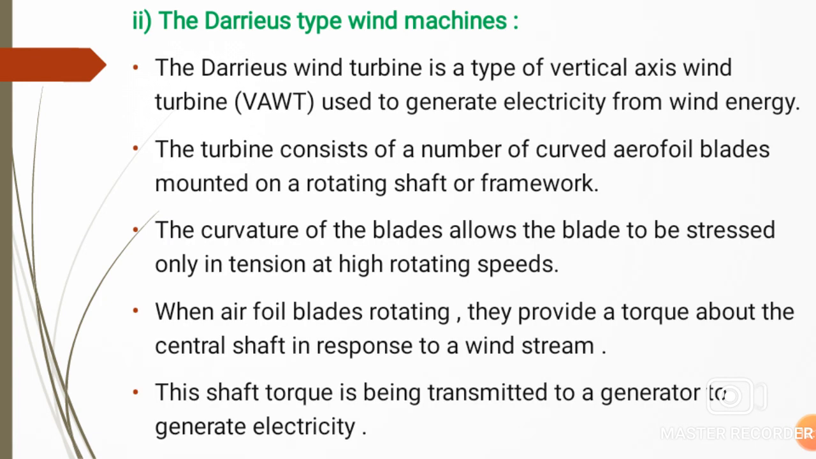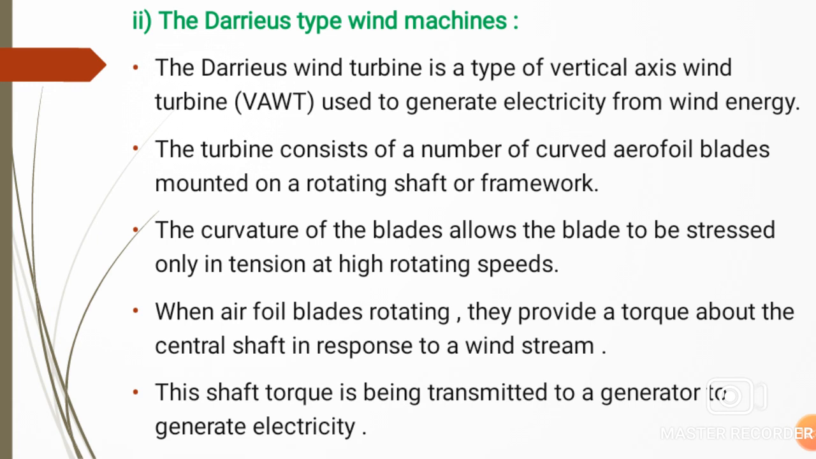Darrieus type wind machine. This is the second type of vertical axis wind machine. The Darrieus wind turbine is a type of vertical axis wind turbine. In short, a vertical axis wind turbine is known as VAWT, used to generate electricity from wind energy. We know that a windmill or wind machine is generally used for the production of electricity from wind energy.